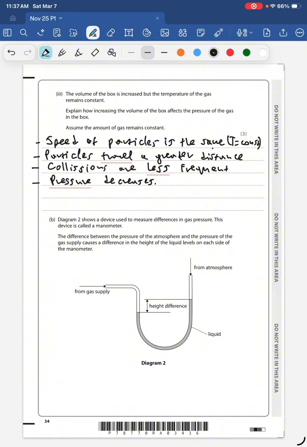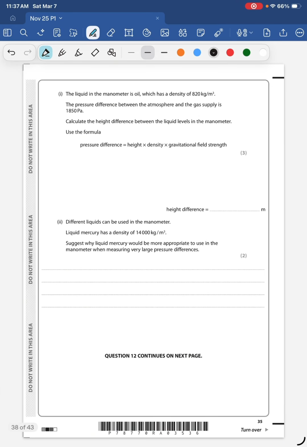Diagram 2 shows a device used to measure differences in gas pressure. This device is called a manometer. The difference between the pressure of the atmosphere and the pressure of the gas supply causes a difference in the height of the liquid levels on each side of the manometer. And you see the device. Question I. The liquid in the manometer is oil, which has density of 820 kilograms per cubic meter. The gas pressure difference between the atmosphere and the gas supply is 1850 pascals. Calculate the height difference between the liquid levels in the manometer. Use the formula pressure difference is height times density times gravitational field strength.